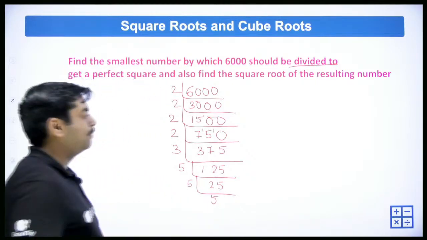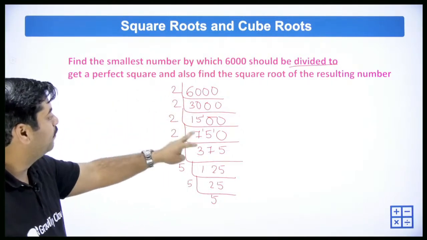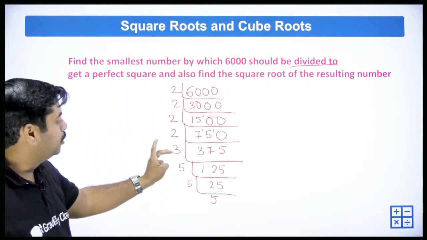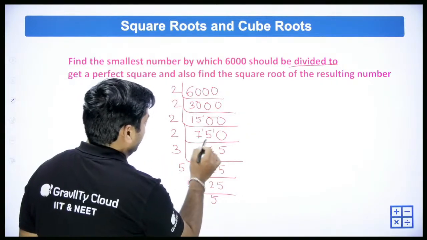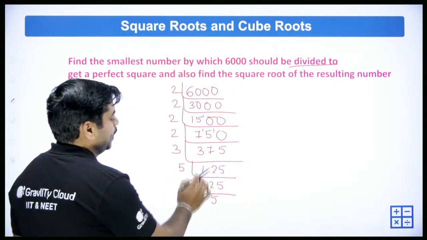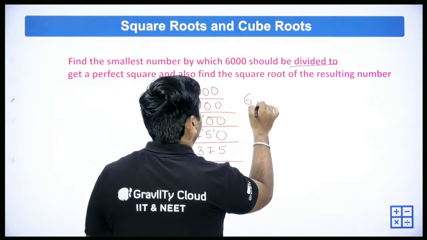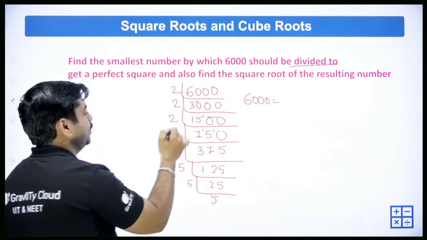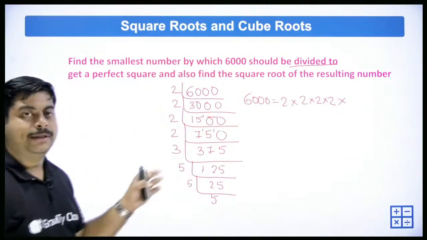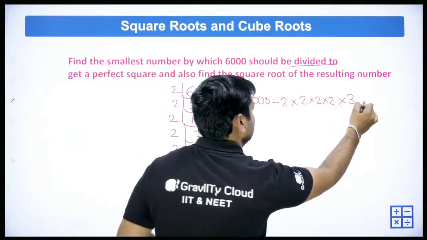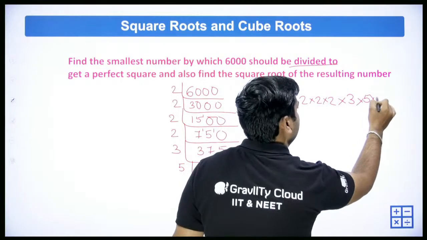Okay. So once again, please check that. 6,000, 3,000, 1,500, 750, 375, then with 3, 125, and then 25, and 5. Now let's write all the prime factorization of 6,000. 2 repeated 4 times, into 3 repeated once, and 5 repeated 3 times.